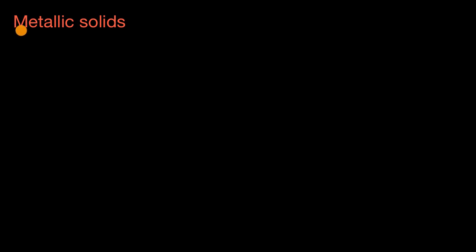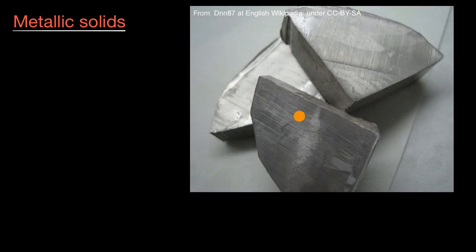Let's talk a little bit about metallic solids. And here is an example of what a metallic solid might look like. They tend to be shiny like this. Some would say lustrous. Some of you might be guessing maybe this is some type of aluminum or silver. It actually turns out that this is sodium.